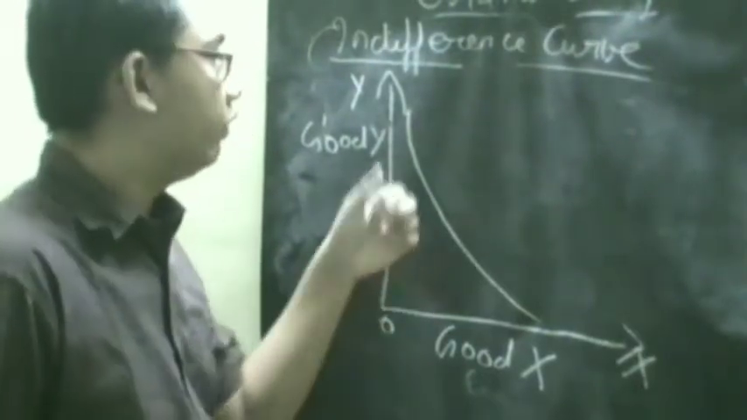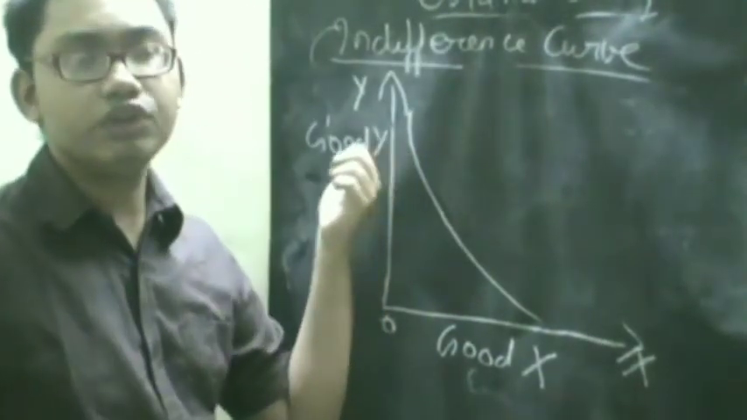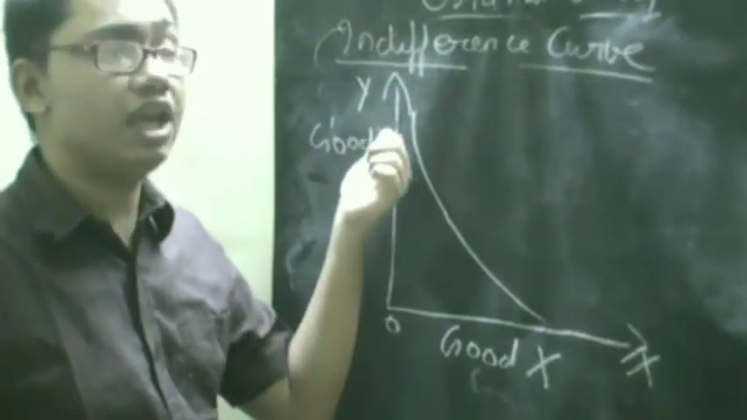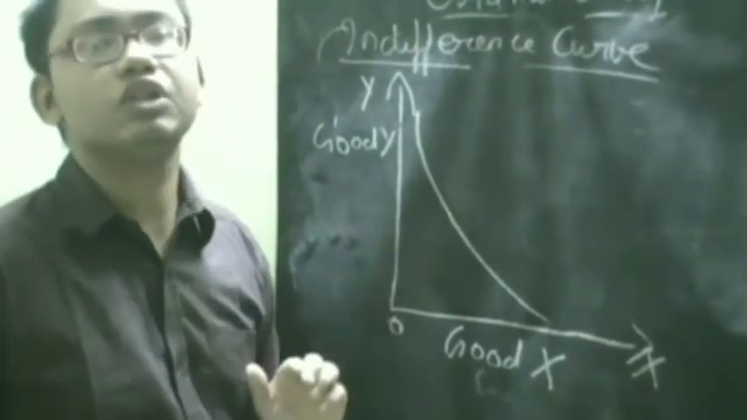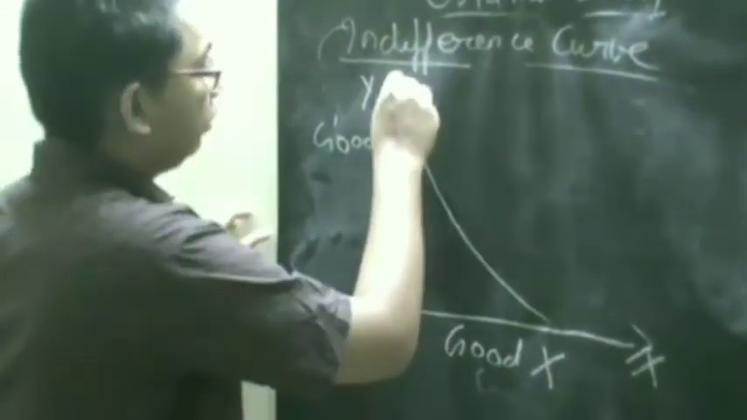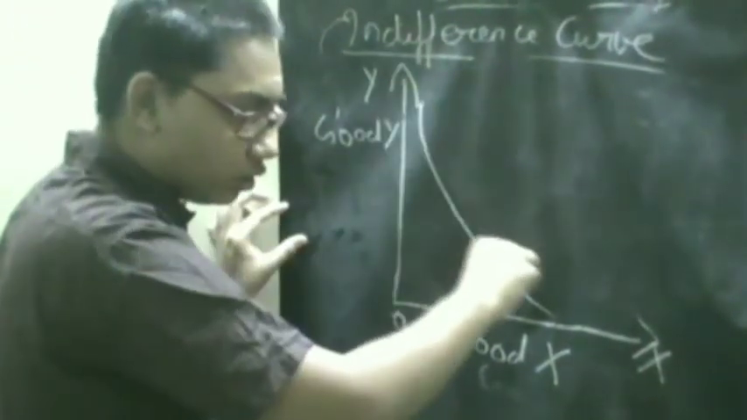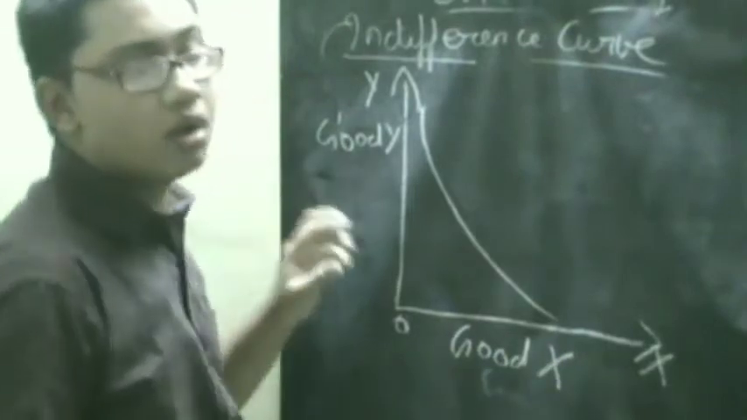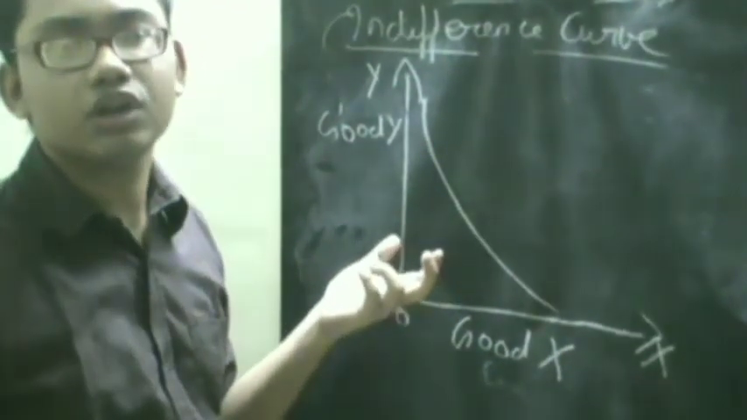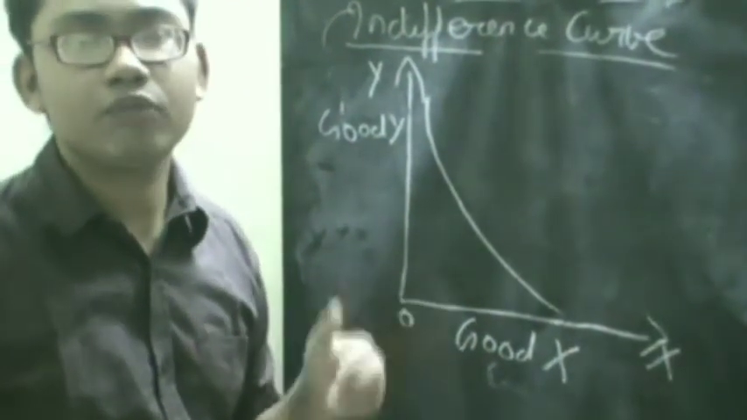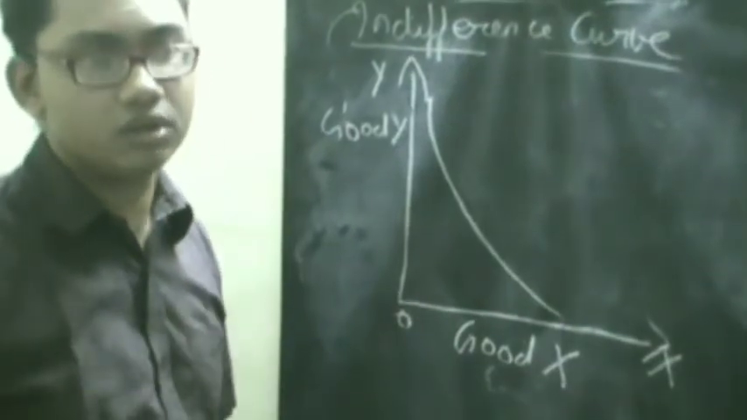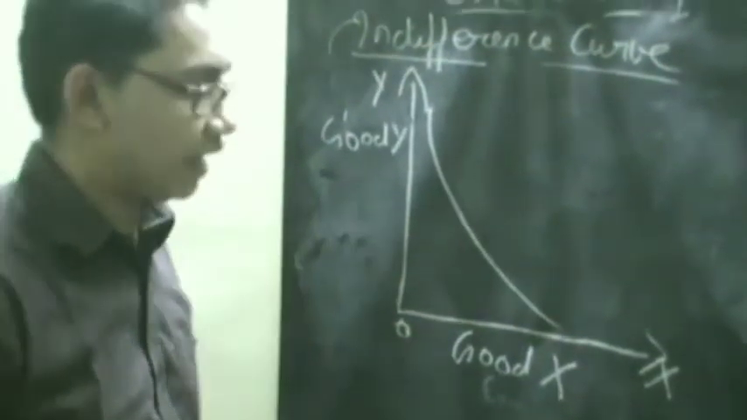Because if it touches the y-axis, that will mean the consumer is getting the same level of satisfaction upon consuming just good Y. If the consumer is getting that here, he will get the same level of satisfaction on the whole of the curve. But why does the consumer need to consume X when he is getting the same level of satisfaction just by consuming Y? So it will not touch either of the axes.